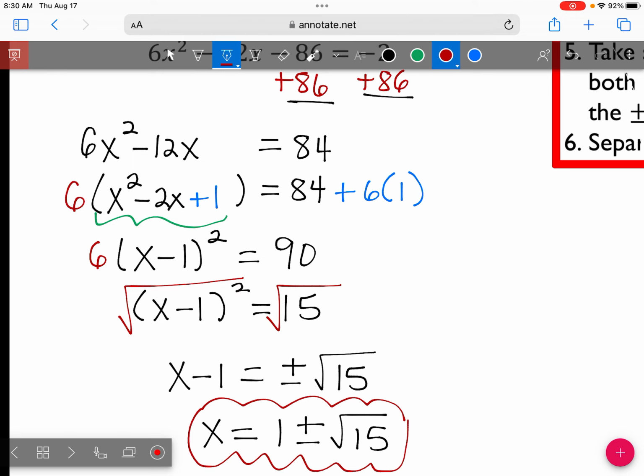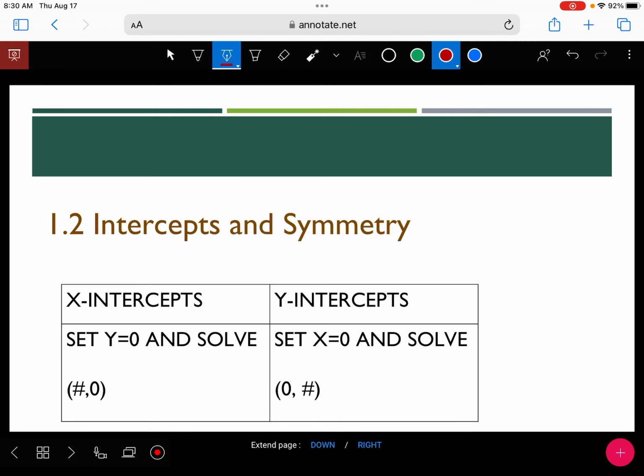All right, so we have reached the end of the road. Our last component or chapter is 1.2. So let's go ahead and draw a line in your notebook or title it, whatever you do. 1.2 is over intercepts and symmetry. Today we'll talk about intercepts, and tomorrow we'll talk about symmetry. So I'll give you a minute to copy that down.